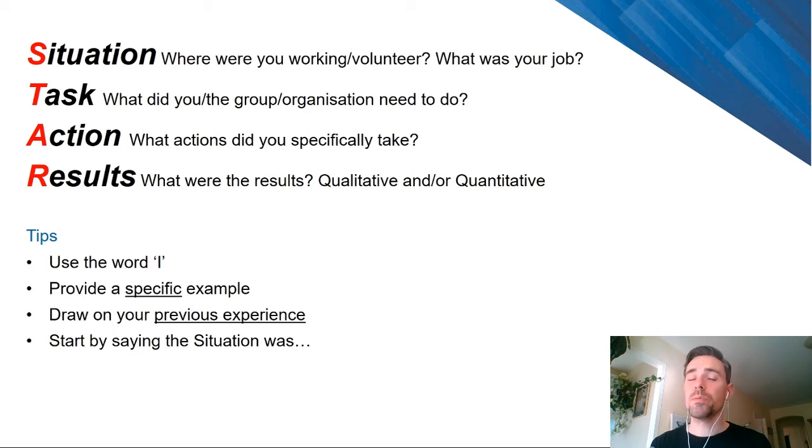And the final one is when you're actually constructing these responses, specifically for this student futures, you can start by saying, the situation was blah, blah, blah. The task at hand was blah, blah, blah. The actions were blah, blah, blah. And the results were blah, blah, blah.